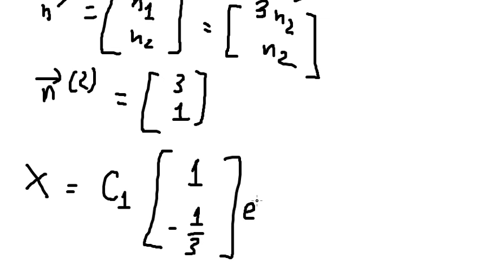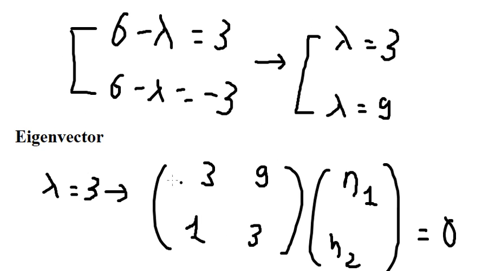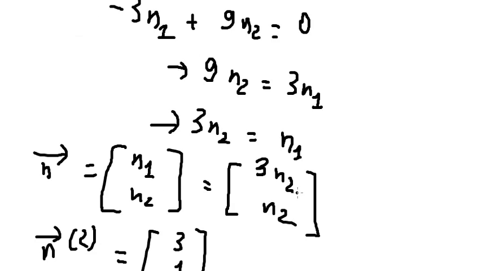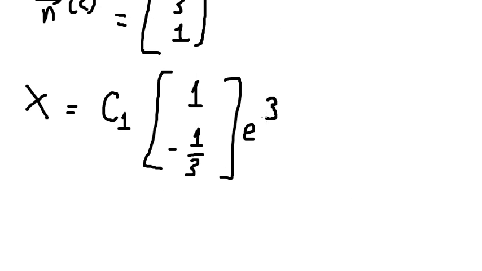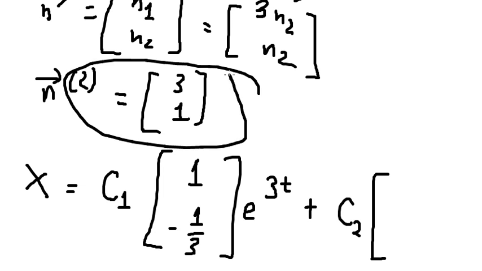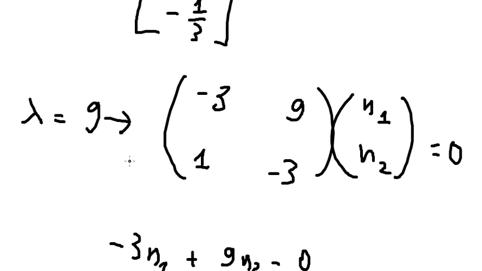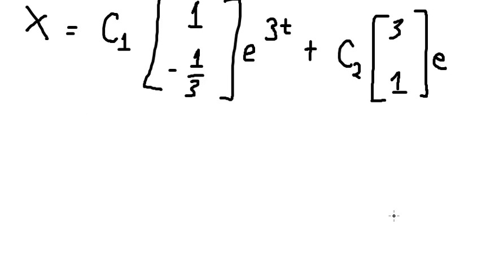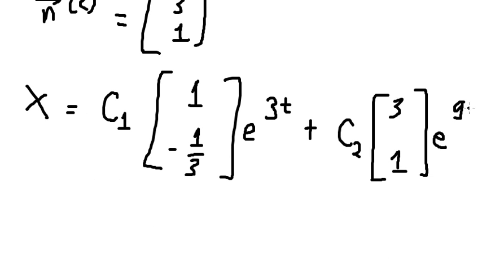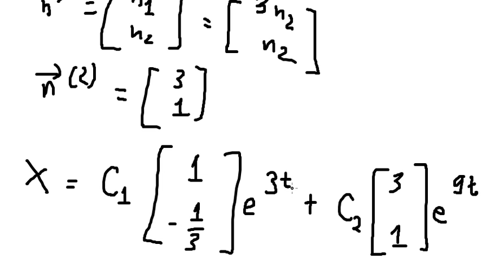E to the power of lambda t, where lambda is number 3. So we put number 3 in here. And C2 multiplied by this one, E to the power of 9t. And this is the final answer.